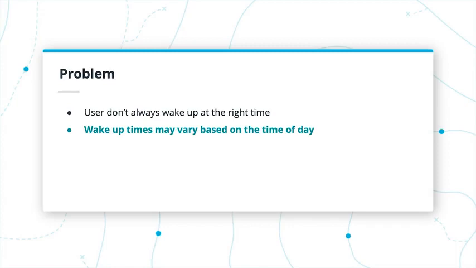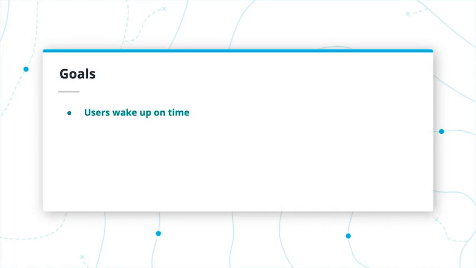For example, many users will wake up at a different time during the week compared to the weekend. For this specific example, I've also decided to focus the problem on alarms for waking up. Even though there are many other times when users might need alarms, this will allow us to start with a more focused feature set. And it won't prevent us from expanding to other use cases in the future. For goals, we want to make sure that users wake up on time. And we'll measure this by the number of times alarms go off.